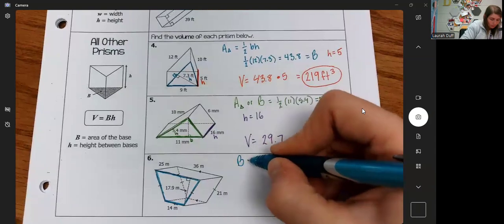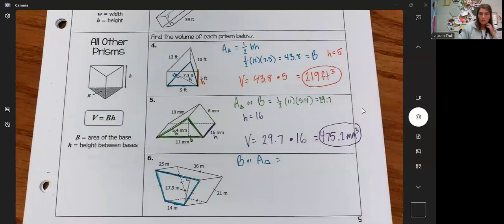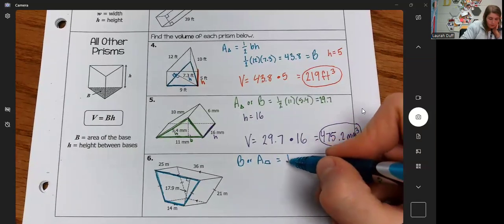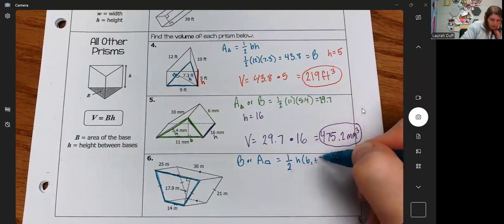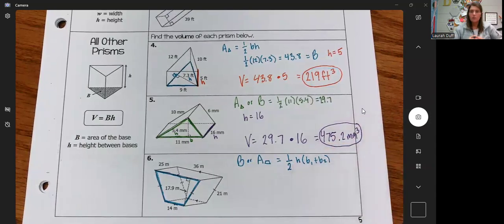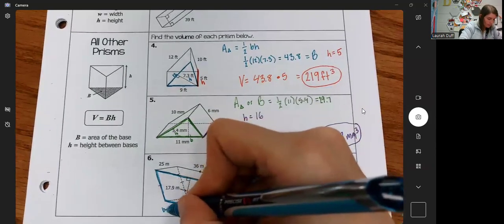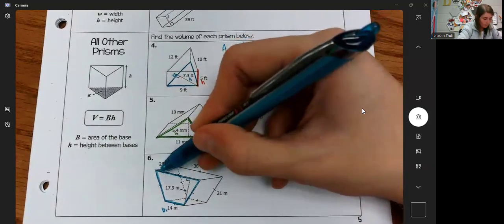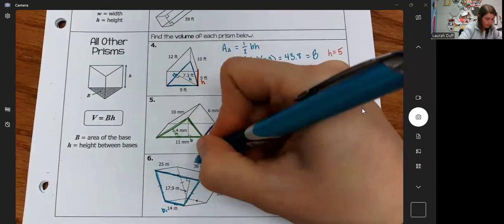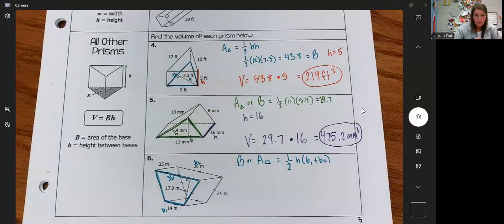Big B, or area of that little trapezoid. The formula on your formula sheet is 1/2 your height times B1 plus B2. Remember, because that trapezoid has two bases, the bottom base and the top base, it doesn't matter which one you make B1 and B2. I usually just make B1 the smaller one. B2 is going to be this wider side. So that's 36. So that's my B2. I can also write 36 here if it helps you out a little bit.